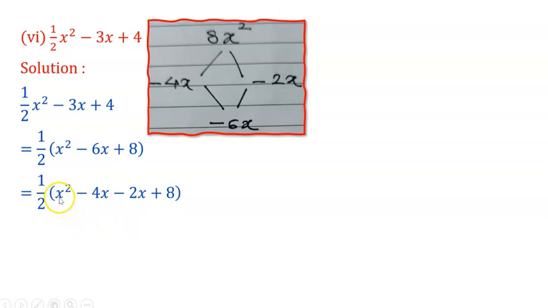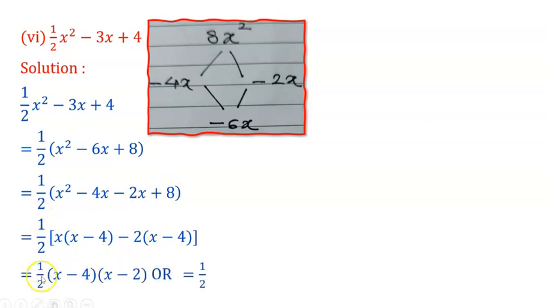Now the common from x² − 4x is x. The common from −2x + 8 is −2. Okay. Now in the next bracket, again keep this 1/2 as it is. x − 4 is common. The remaining terms are x − 2 in the next bracket. Therefore, these are the factors, that is 1/2 in bracket (x − 4) into (x − 2).